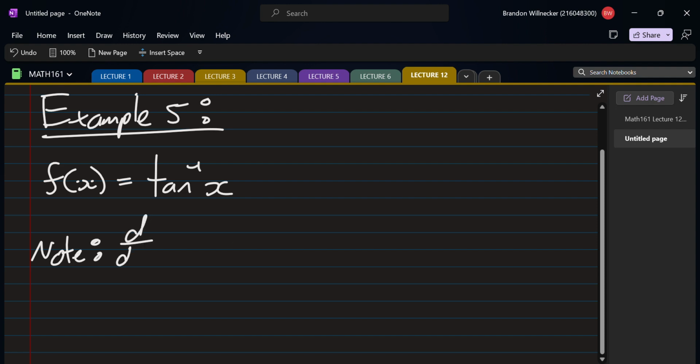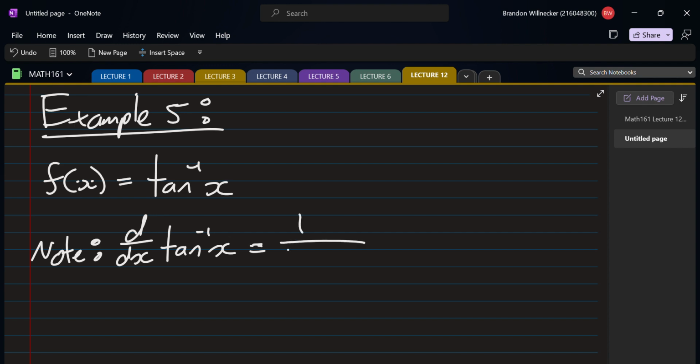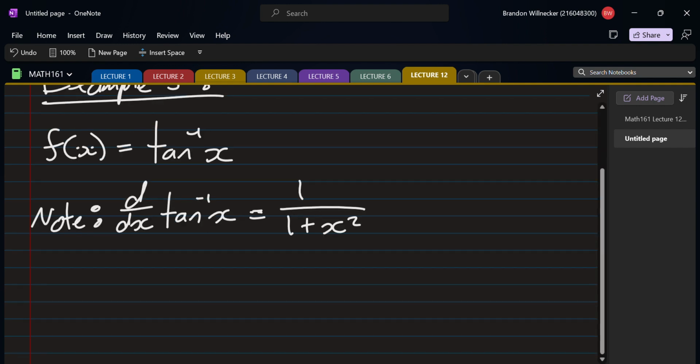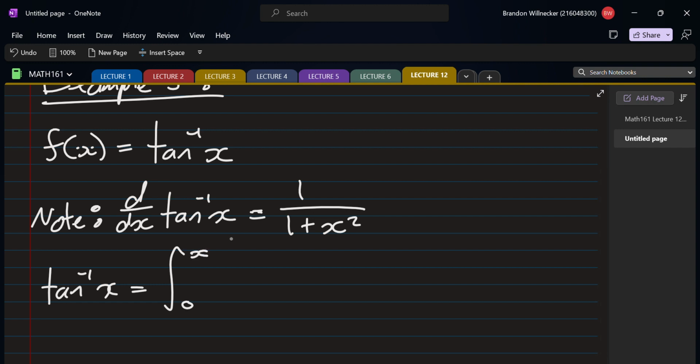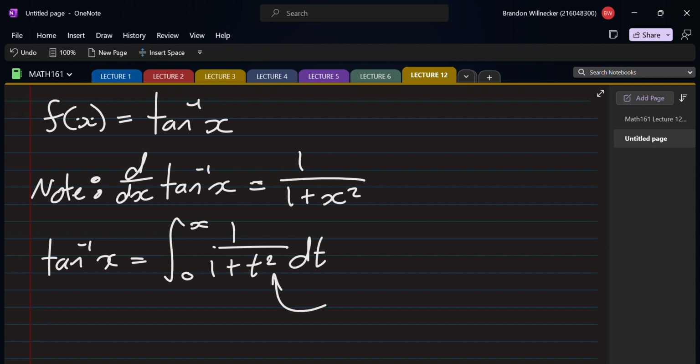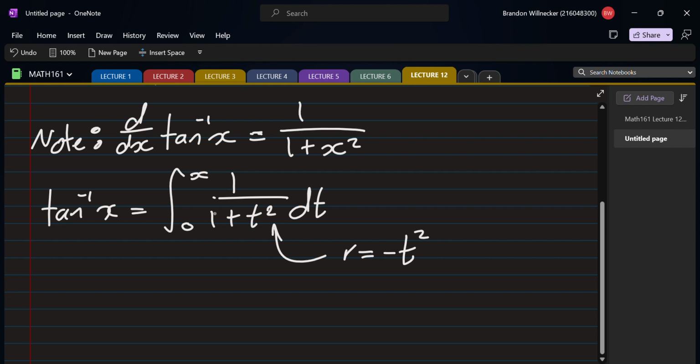that the derivative of arctan is equal to 1 over 1 plus x squared. So that means we can write arctan using FTC as the integral from 0 to x of 1 over 1 plus t squared dt. But for our integrand here, we see that it is a geometric series where the ratio is minus t squared. So we can write that as a full geometric series.